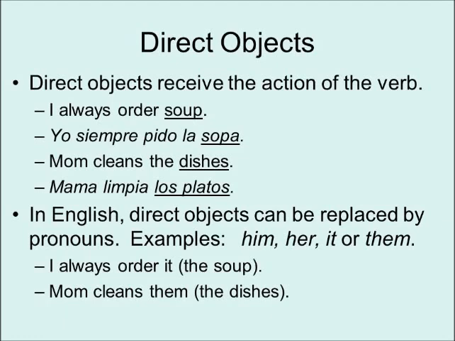Okay. In English, you can replace direct objects in a sentence with a pronoun. Examples of a direct object pronoun in English would be him, her, it, me, them. Okay, those would all be examples of a direct object pronoun. So I always order it. That replaces soup in that first sentence. Mom cleans them. Them replaces the word dishes in the sentence. Those are called direct object pronouns.